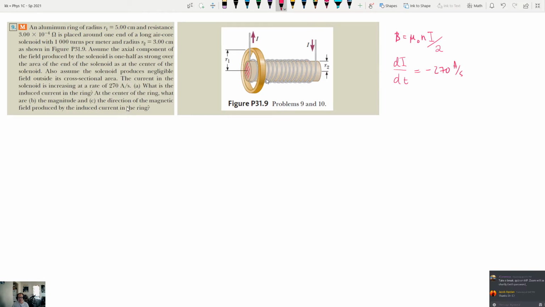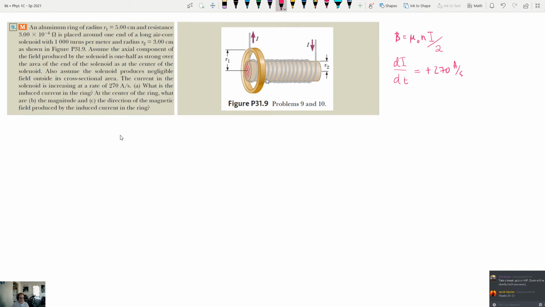It should be positive. Oh, it says increasing. I thought it said decreasing. Thanks. Okay, yeah. A says, what is the induced current in the ring? And then it says, at the center of the ring, what are the magnitude and direction of the magnetic field produced by the induced current in the ring?